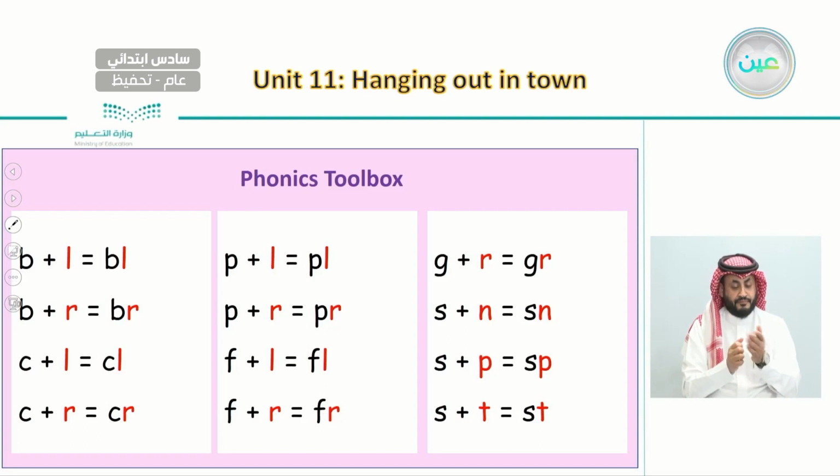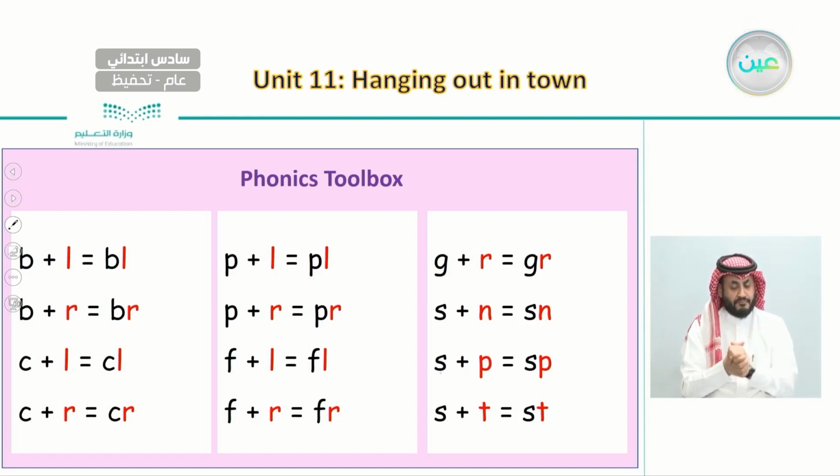And the same goes here. Here we have F, and if we add to it R, it will make a one sound unit, as in frog. The same goes here with the last list we have, which is G. If we add the R to G, then we have a one sound unit for words like grass. And also here we have S. If we add to it the letter N, it will form a one sound unit, as in snake.